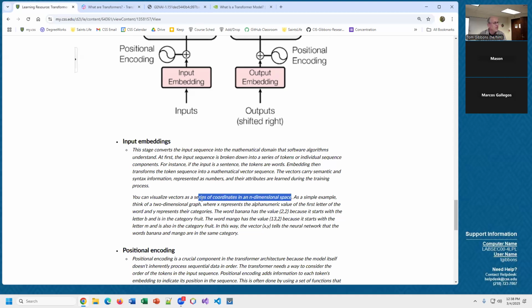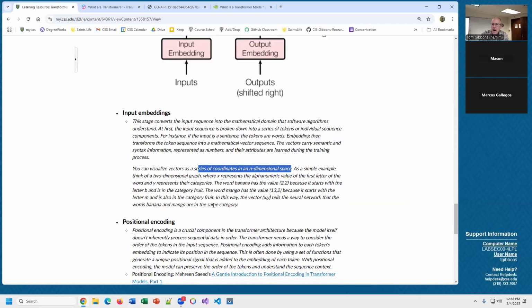How are you visualizing n-dimensional space? So we have coordinates in n-dimensional space here. They give an example. Maybe the X represents the alphanumeric value of the first letter, and Y represents the category here for this. So they talk about banana being represented by 2, 2. B starts early on there, and the first letter and the second letter represents it's a fruit here. Mango would be like 13, 2 for this.